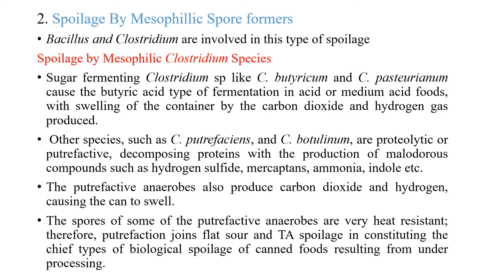In case of other species like Clostridium putrefaciens and Clostridium botulinum, which are proteolytic or putrefactive, they decompose proteins with the production of compounds like hydrogen sulfide, mercaptan, ammonia, indole, etc. The putrefactive anaerobes will also produce some carbon dioxide and hydrogen, which will lead to swelling. The spores of some of the putrefactive anaerobes are very heat resistant, and therefore putrefactive anaerobe spoilage joins flat sour and TA spoilage in constituting the chief type of biological spoilage of canned food which results from under processing.